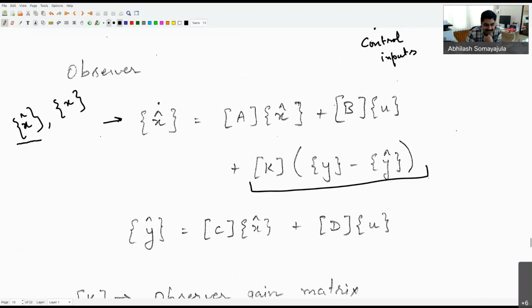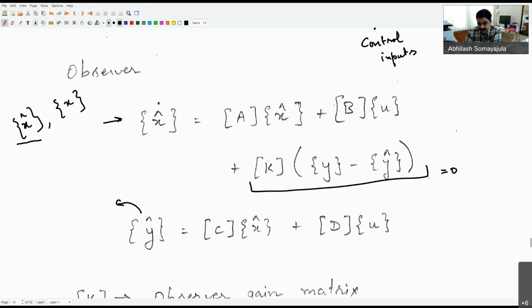What is this Y hat? This Y hat is the so-called measurement I would have got had the state been X hat. So if my state was actually X hat, what is the measurement I would have got? That would be Y hat. Then I'm trying to see what is the actual measurement I got versus what should have been coming. If the two are the same, then I know that the filter is working properly. In that case, this term Y minus Y hat, Y tilde, should become 0 if the filter is approximating the states correctly.